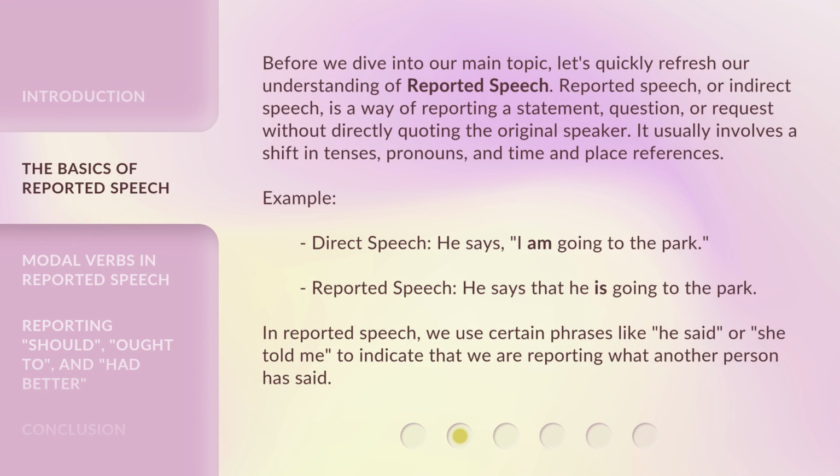Before we dive into our main topic, let's quickly refresh our understanding of reported speech. Reported speech, or indirect speech, is a way of reporting a statement, question, or request without directly quoting the original speaker. It usually involves a shift in tenses, pronouns, and time and place references. Example: direct speech. He says, "I am going to the park." Reported speech. He says that he is going to the park. In reported speech, we use certain phrases like "he said" or "she told me" to indicate that we are reporting what another person has said.